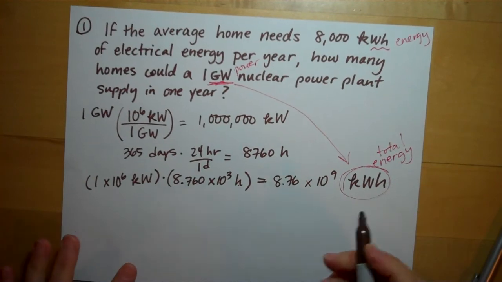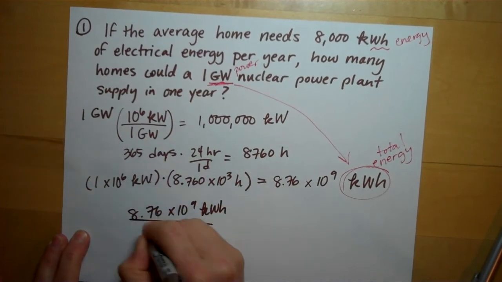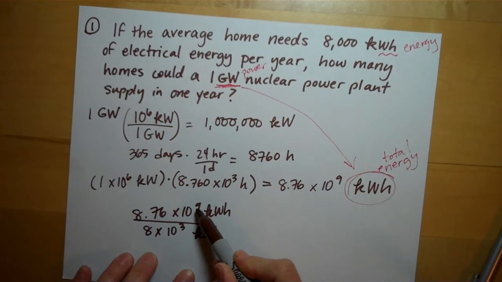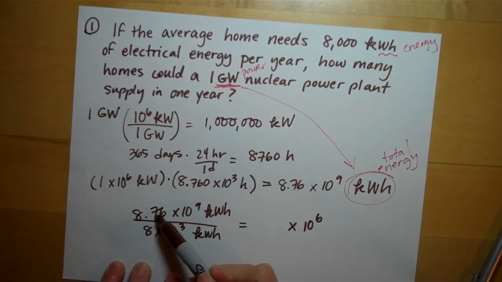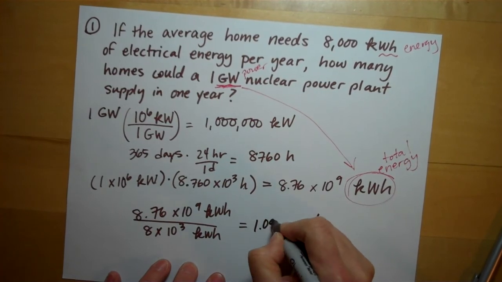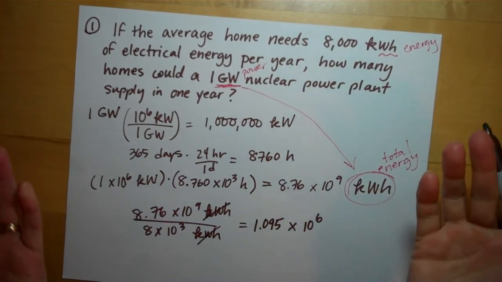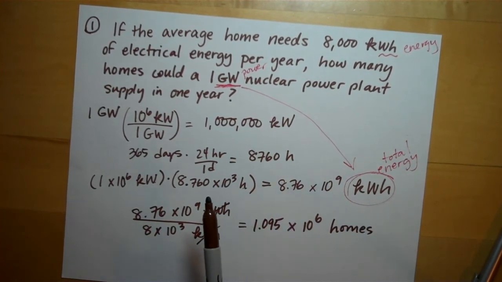So we just got to divide now to see how many homes then it can power. 8.76 times 10 to the 9th kilowatt hours. Each home needs 8 times 10 to the 3 kilowatt hours. 10 to the 9th divided by 10 to the 3rd is 10 to the 6th. 8.76 divided by 8 is close to 1. It's very close to 1. If you do it in your calculator, it comes out to 1.095. And notice, units go away. What's the final unit? How many homes? So this power plant can supply power to over 1,000,000 homes for a year.